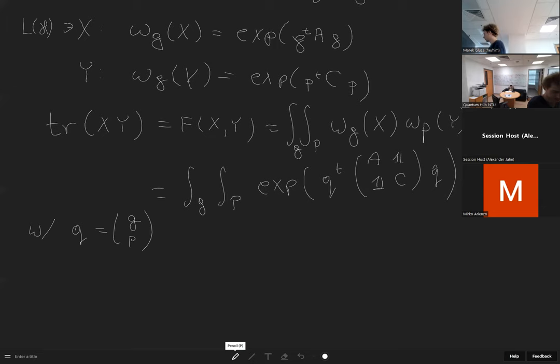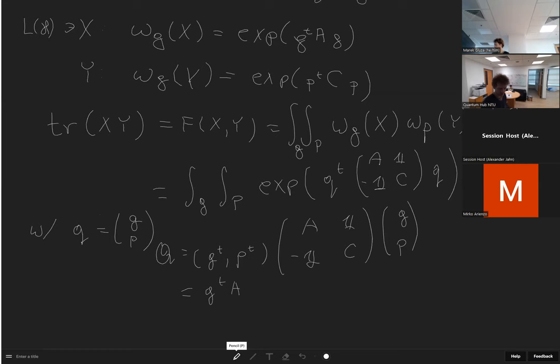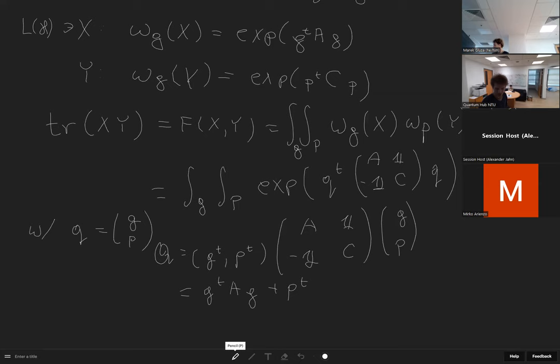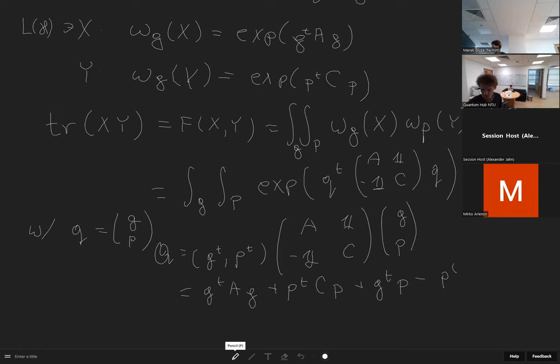Okay, so let me multiply it out. So I have G, GP, and probably if you want the transpositions here, A, identity, C, and there should be minus identity, G, P. So that's our quadratic form. I will call it some curly Q. And this quadratic form, if I multiply it out, I will have G^T A G. I will also have P^T C P. And then I will have G^T P minus P^T G. And by the asymmetry of Grassmann numbers, we will have twice this.